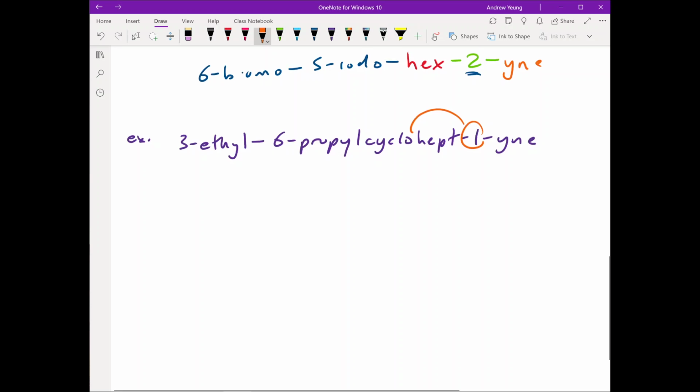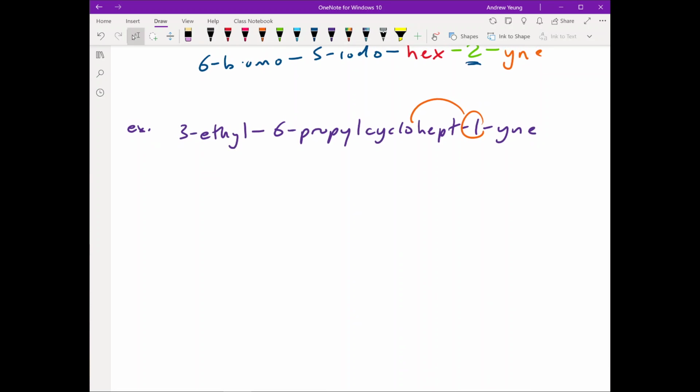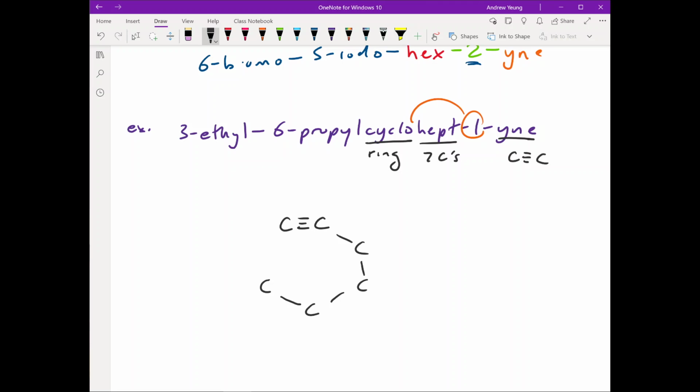I know these names are starting to get really long really fast, but they actually contain a lot of information with how to draw this picture. So I always like starting off with the really end. The cyclo tells you you have a ring. The ring is going to be your parent. Our ring has 7 carbons. We're in the yne family, so I'm expecting C triple bond C. And the triple bond here stretches from 1 to 2. So we're just going to sketch 1 with the triple bond, that's carbon 2. 3, 4, 5, 6, 7.